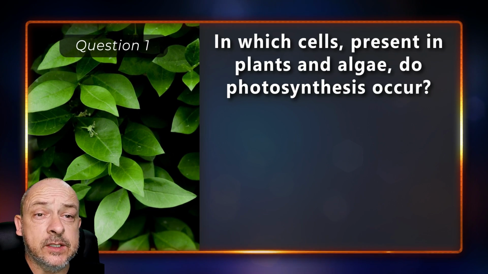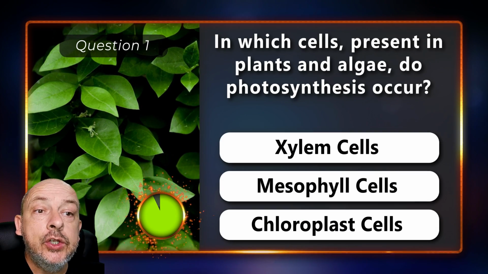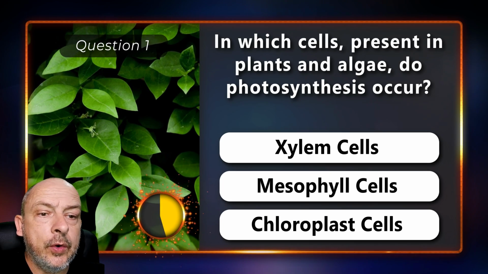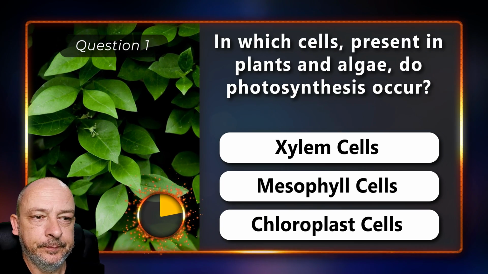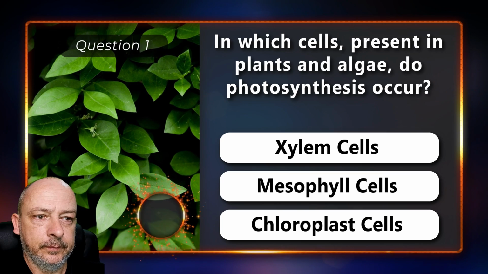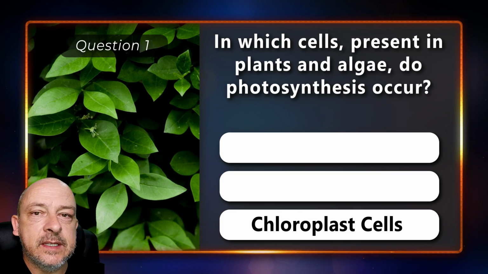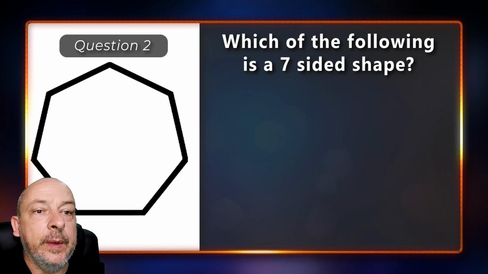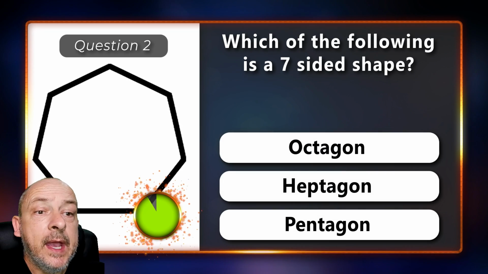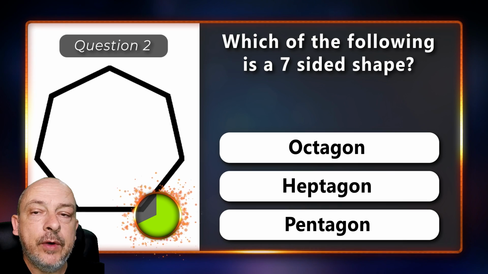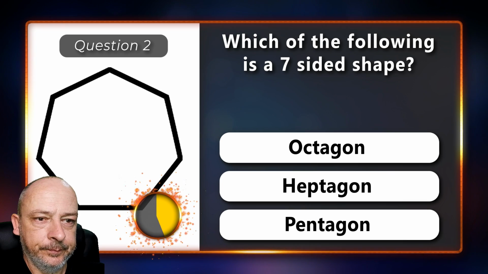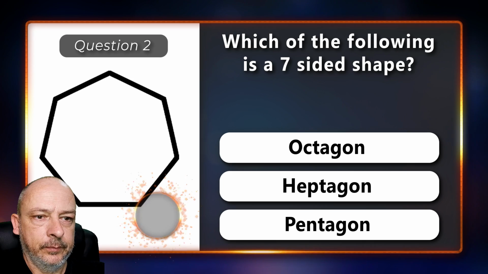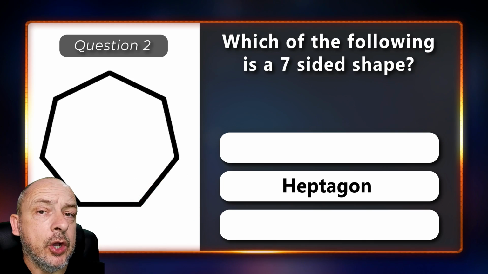In which cells present in plants and algae do photosynthesis occur, in the xylem, mesophyll or chloroplast cells? In the chloroplast cells. Which of the following is a 7-sided shape, an octagon, heptagon or a pentagon? The correct answer is heptagon.